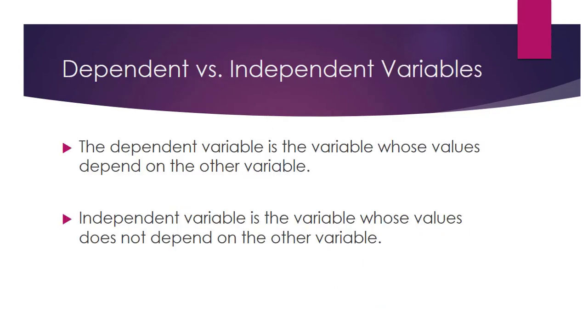I'd like to now talk about the distinction between the dependent and independent variable. The dependent variable is a variable whose values depend on the other variable. In contrast, the independent variable is a variable whose values are independent or do not depend on the other variable. So you as a forecaster will have to think of the logic behind the relationship you are testing and see which variable is likely to depend on the other and which variable moves independently of the other.